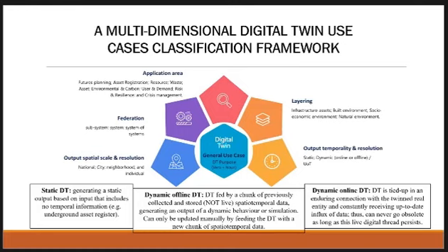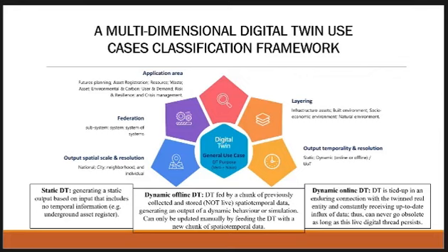The second type is the dynamic offline digital twin, and this is a digital twin that is fed by a chunk of previously collected and stored spatiotemporal data. So we do have now some temporal data, but it's not live. It's previously collected and stored. So this still provides us with a dynamic output or some sort of a simulation, but it represents spatiotemporal data that have been already collected in the past.